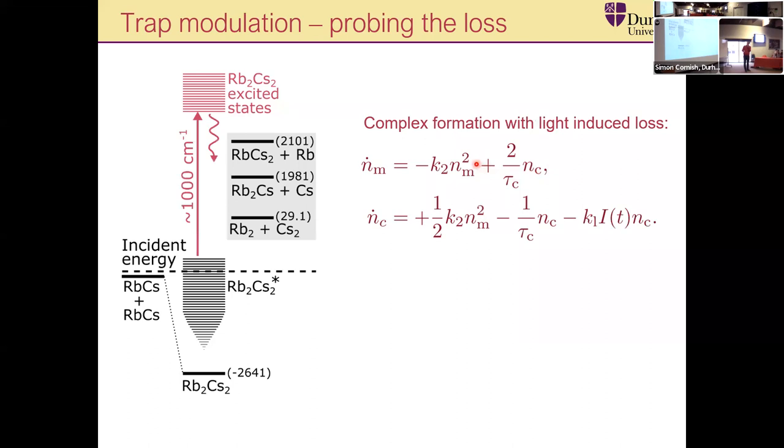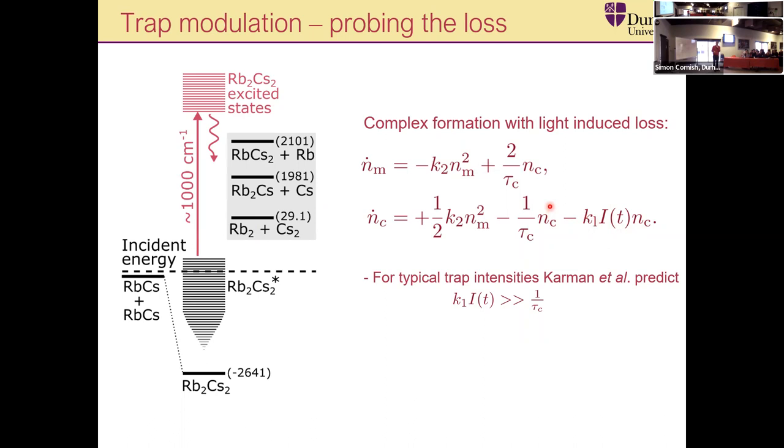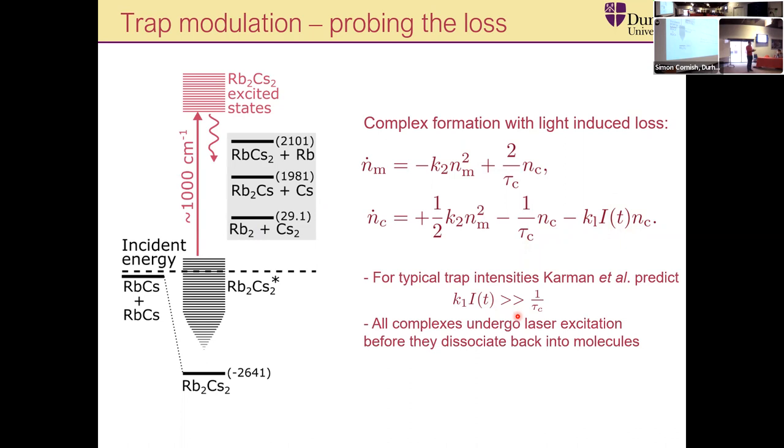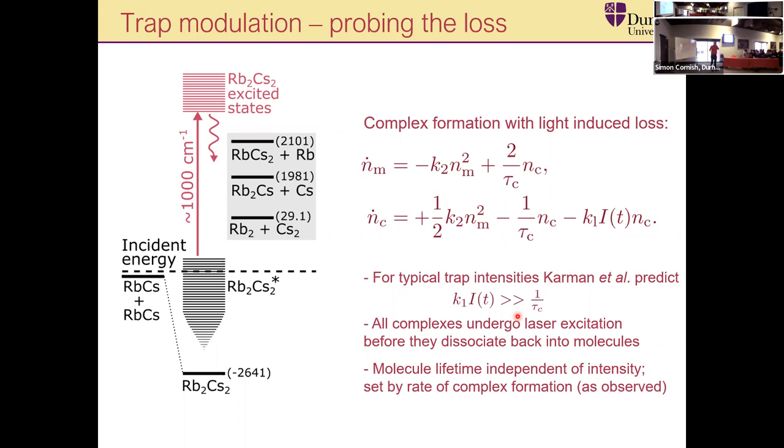But if we put on this light, then we get another loss term on the complexes. And what Tice's work said was that this rate is just enormous, and it just saturates the loss. It's much longer than 1 over the lifetime of the complex. So basically, any complexes that form are just instantly blown away by the light before they have a chance to go back to being molecules. And so the molecule lifetime is going to look independent of intensity. The first experiment you do is think, well, let's just turn down the trap intensity. But we don't see any of that because it's completely independent of the intensity, because this rate is so high. And so the loss is set by the complex formation, which is exactly what we saw.